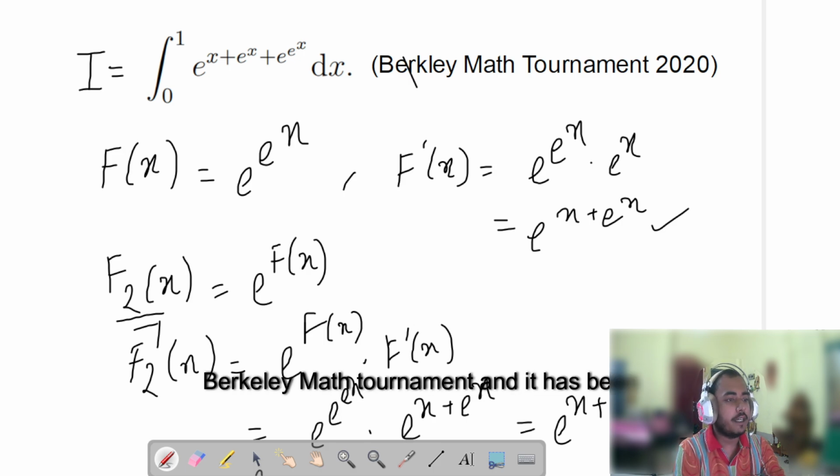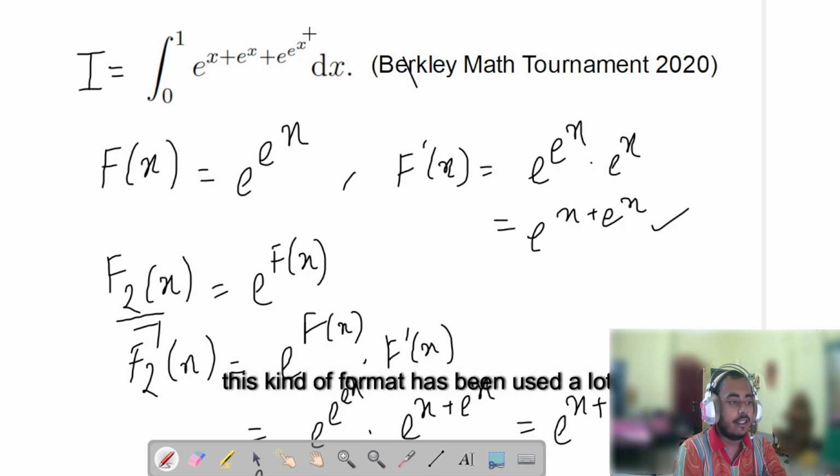It's a very nice problem from the Berkeley Math Tournament, and this kind of format has been used a lot.